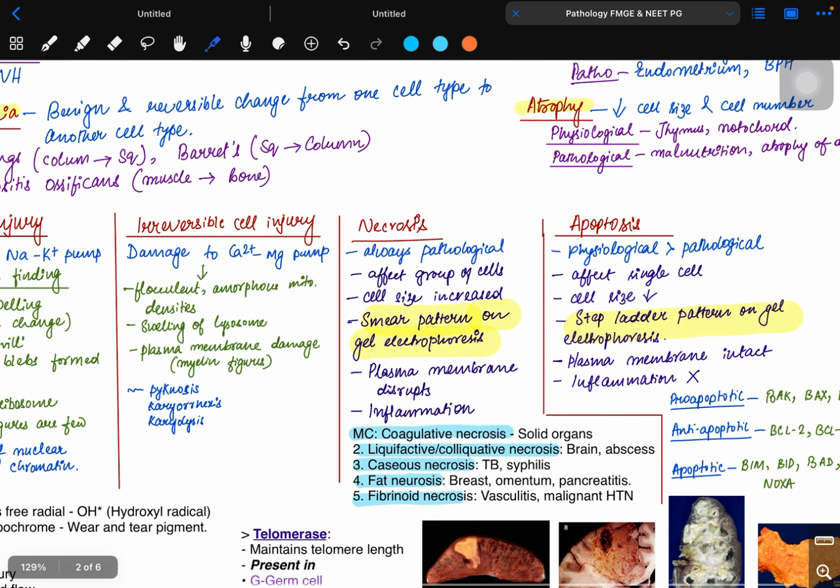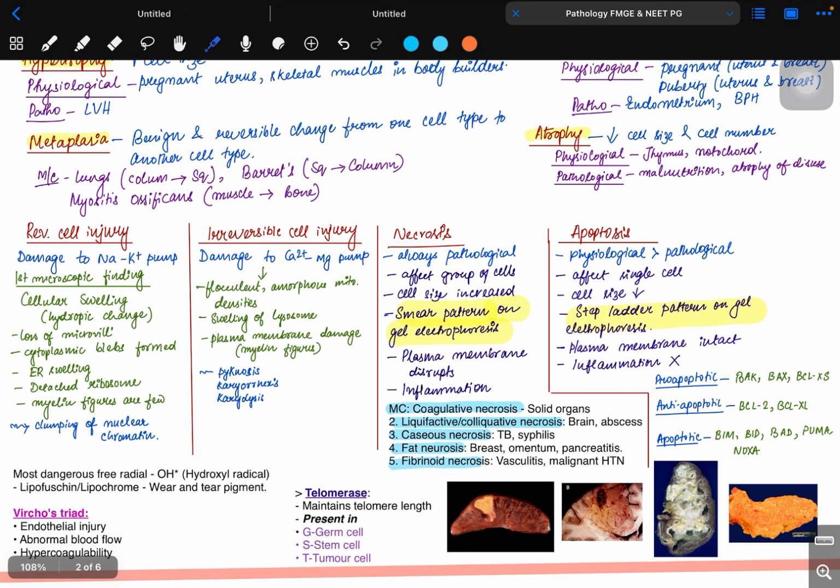In apoptosis, it's more physiological than pathological. It will affect a single cell. In necrosis, it was affecting a group of cells. Here, cell size was increasing, but in apoptosis, cell size will decrease. We will find step ladder pattern on gel electrophoresis, and plasma membrane here is intact. In necrosis, it was disrupting. Therefore, there was inflammation, but in apoptosis, there is no inflammation.